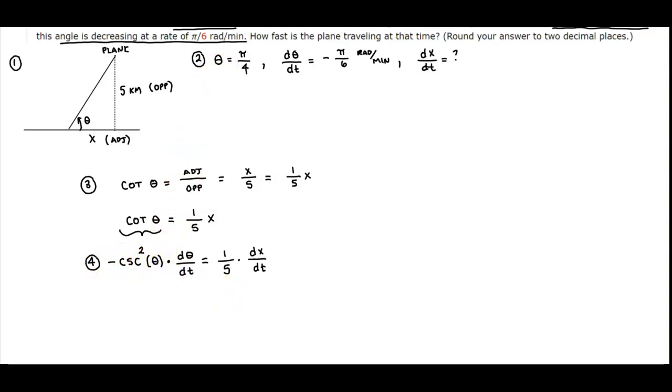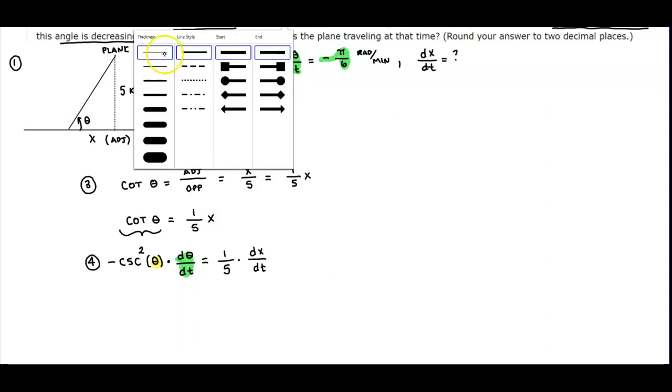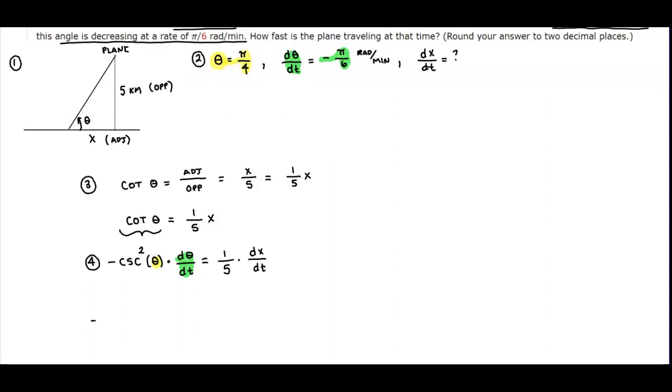So now from step 2, we want to fill in the information for step 4. What I mean by that is, we know that theta is equal to pi over 4, and we know that d theta over dt is equal to negative pi over 6. So that's this right here. And again, what we're looking for is dx over dt.